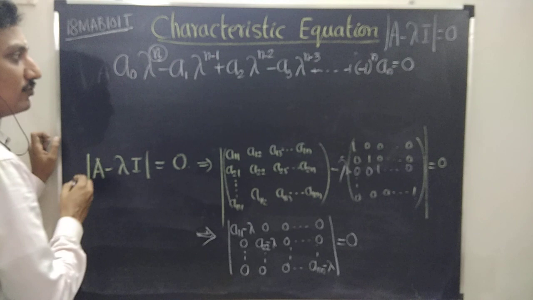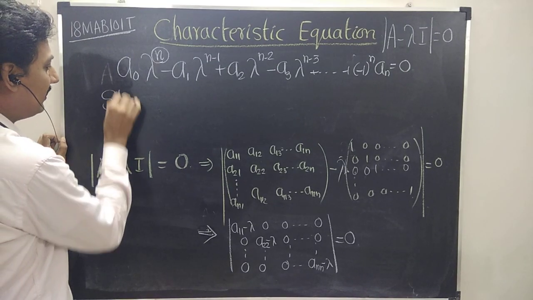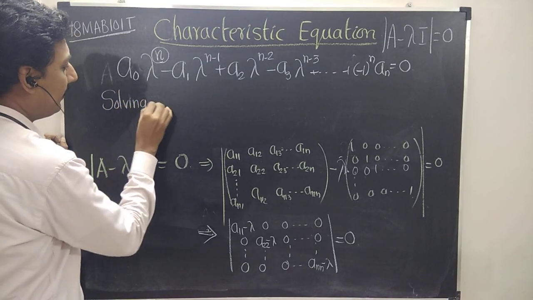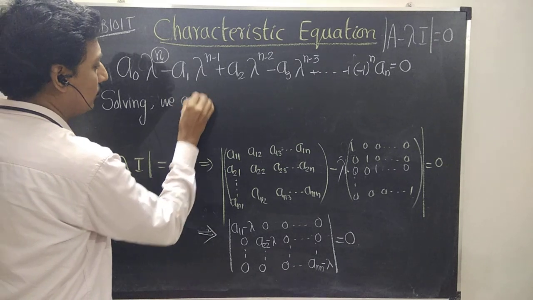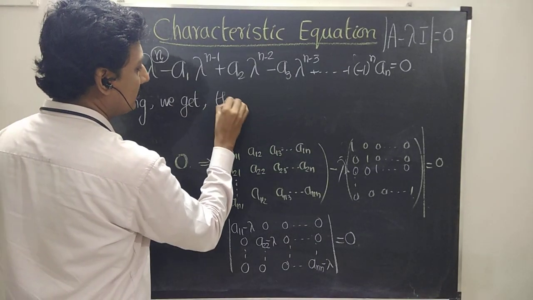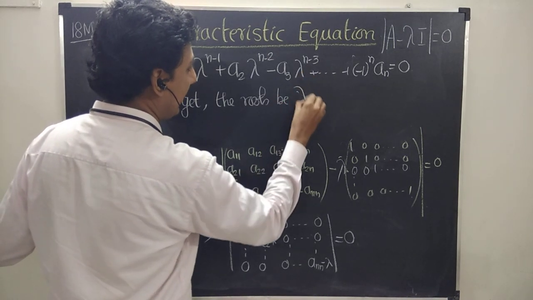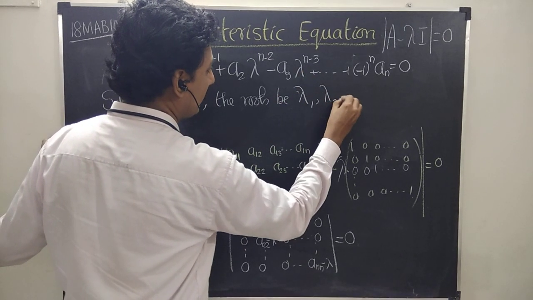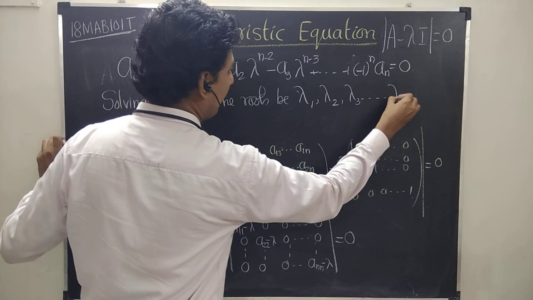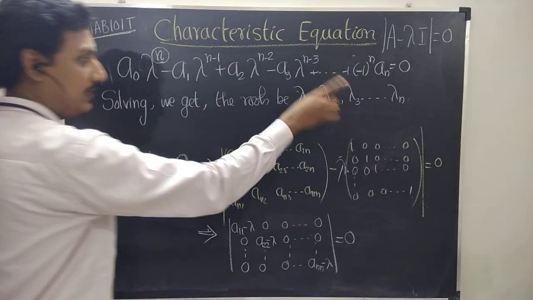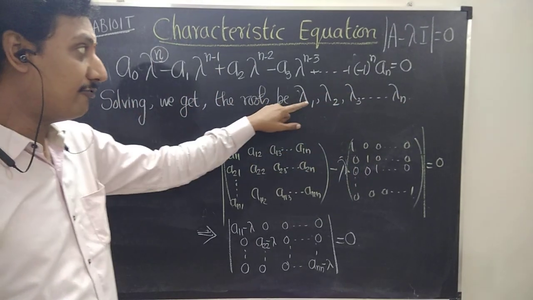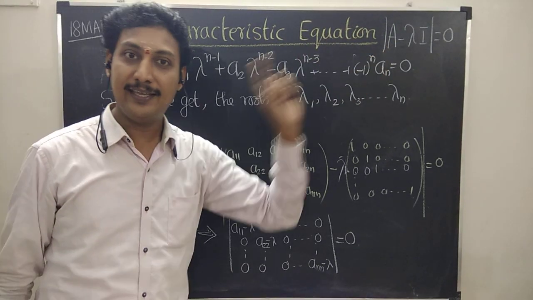If I solve this nth degree polynomial, we get n roots: lambda 1, lambda 2, lambda 3, and so on up to lambda n. These are known as the eigenvalues of the given matrix A.